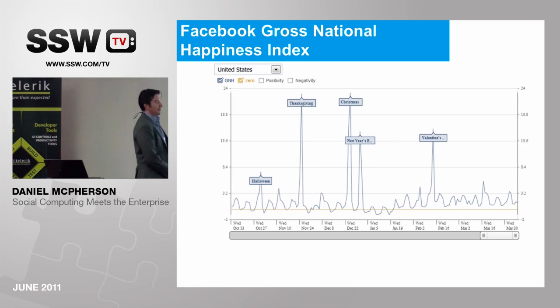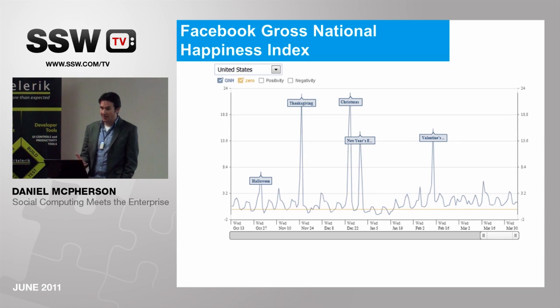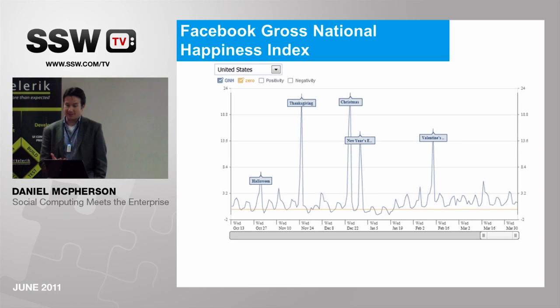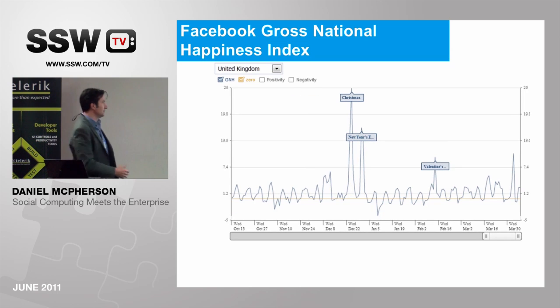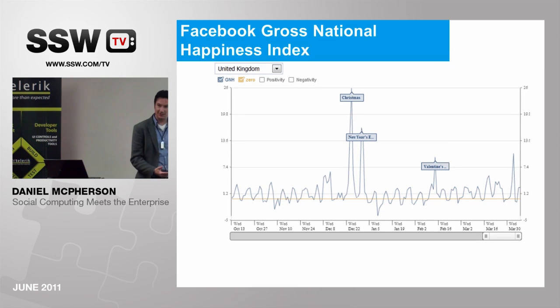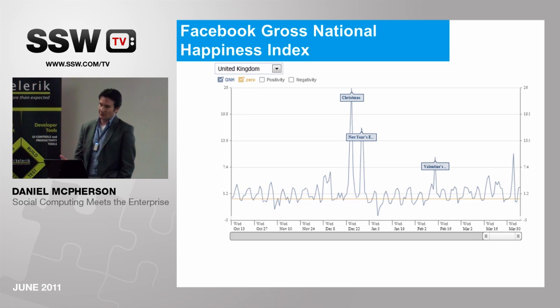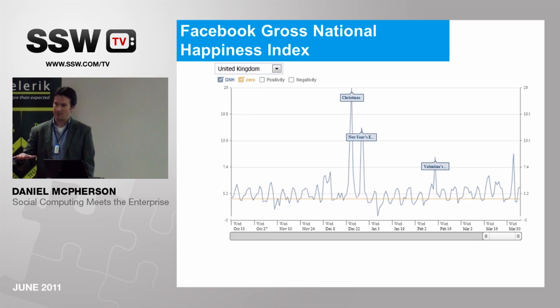So you can see that by doing this, they were able to predict pretty accurately where Halloween was, Thanksgiving, Christmas, New Year's Eve, and Valentine's Day. All of them corresponded to happy or sad status updates on top of Facebook. If we're in the United Kingdom, you can see Christmas, New Year's, and Valentine's Day. Overall, the English, as you'd expect, are a little bit less enthusiastic about happiness or sadness than the Americans. So there's less days, a little bit more of a subtle sort of graph.